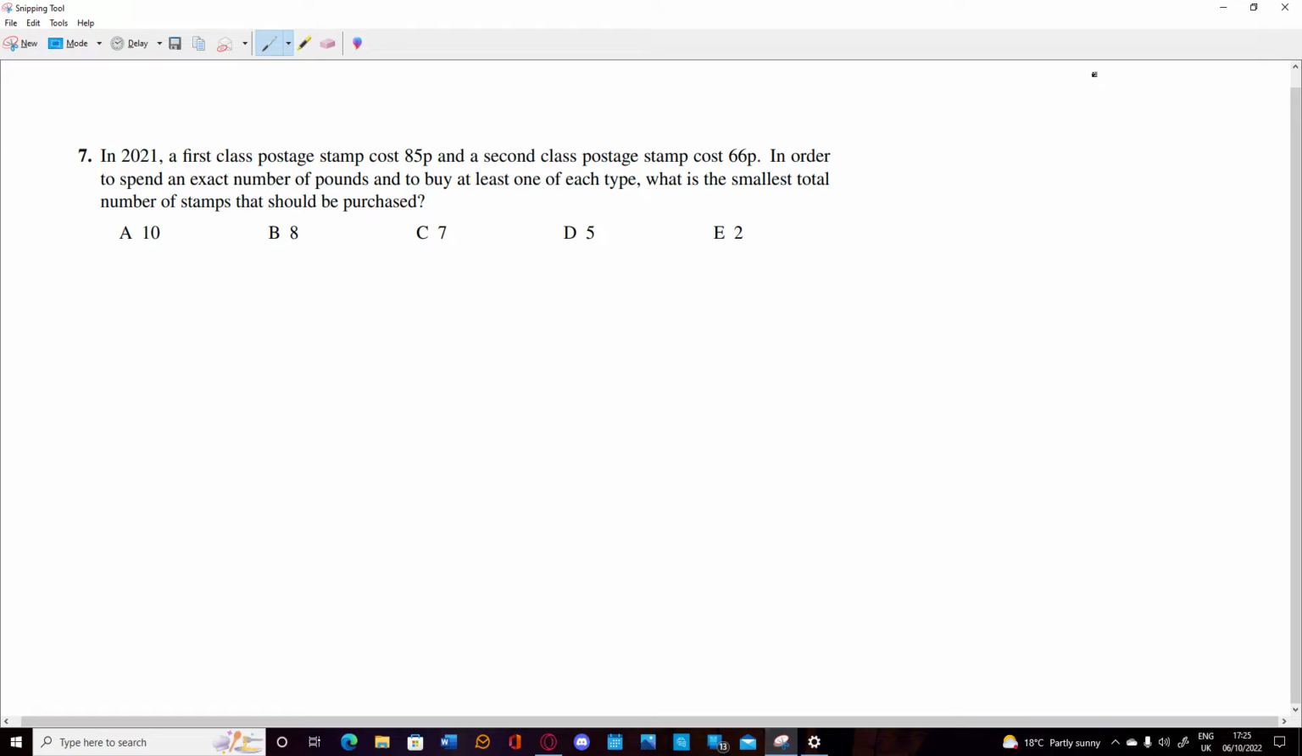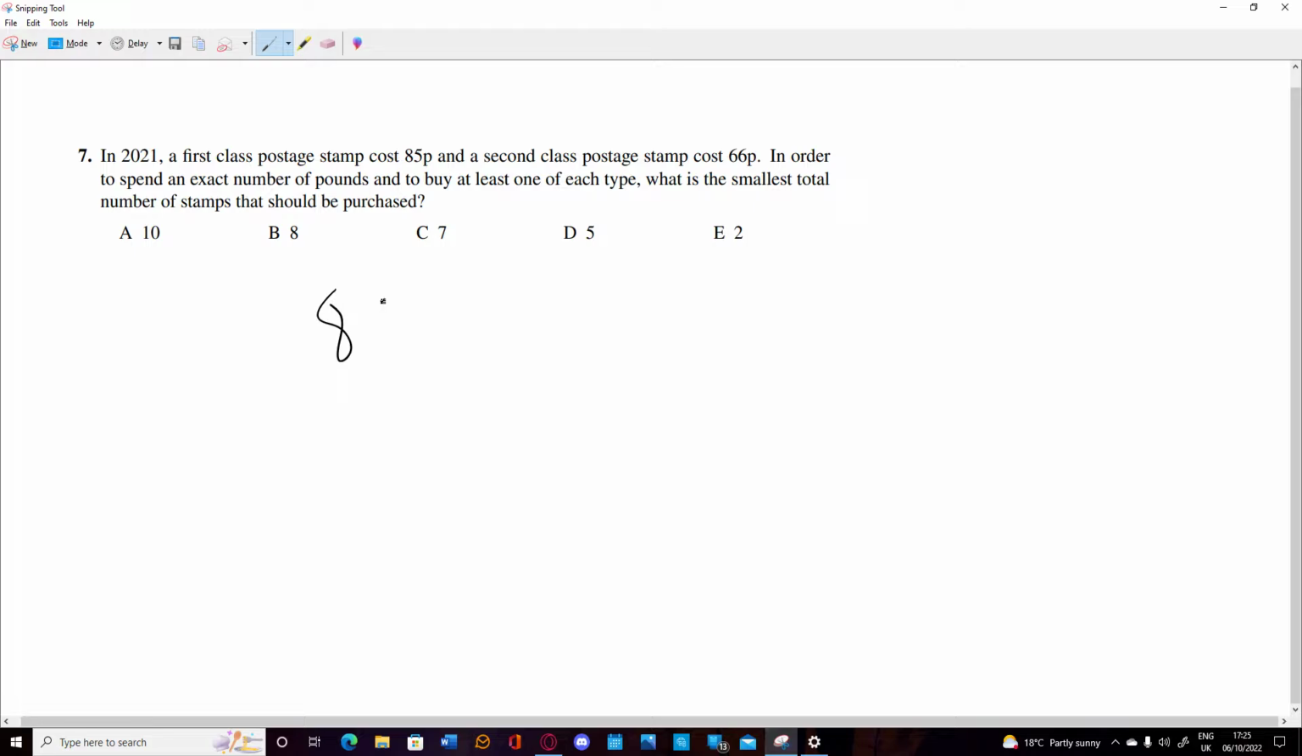In 2021, first class stamp cost. So we've got a stamp that costs 85p. Well, we've got two items. One costs 85. One costs 66. In order to spend an exact number of pounds to buy at least one of each type, what's the smallest total number of stamps that should be purchased?